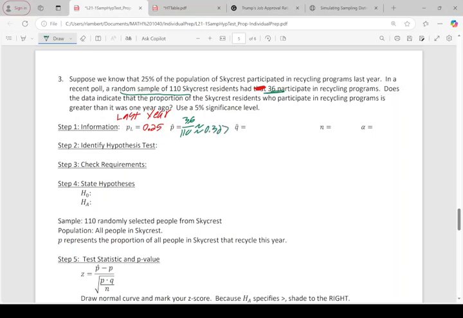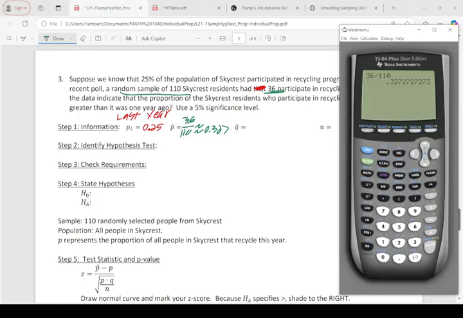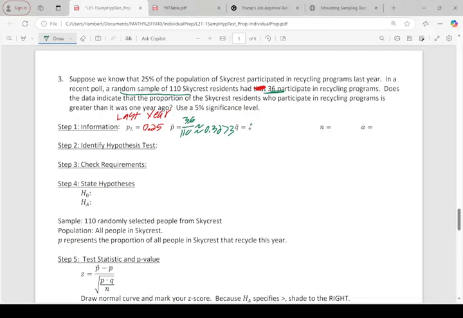And then q hat is the proportion in the sample that don't do recycling. I'm just going to keep a fourth digit just to make sure we don't get rounding error. And then we'll do 1 minus that to get our q hat, 0.6727. And n is our sample size, and alpha is our significance level of 0.05.